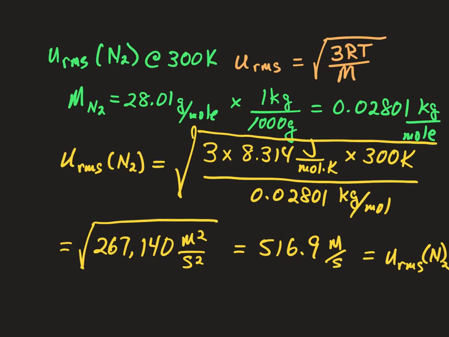that is the average speed of molecules in nitrogen gas at this warm temperature, right? 300 Kelvin is a little warmer than room temperature. That would be in a warm room, but not hot. And so nitrogen travels on average about 517 meters per second in a warm room. That's how we do those calculations.